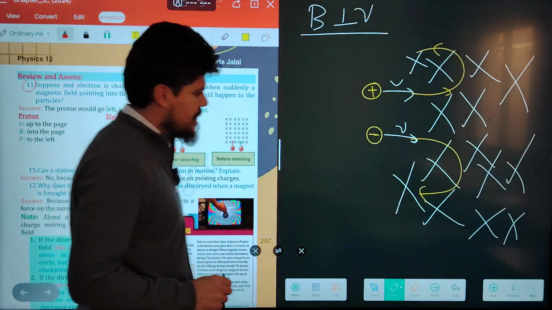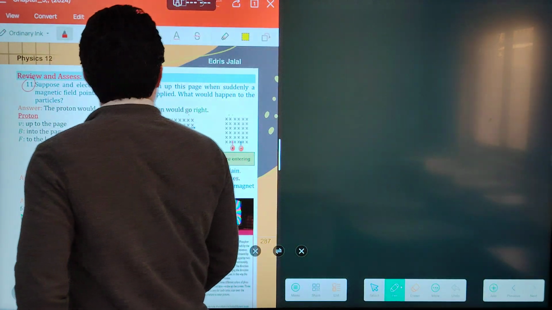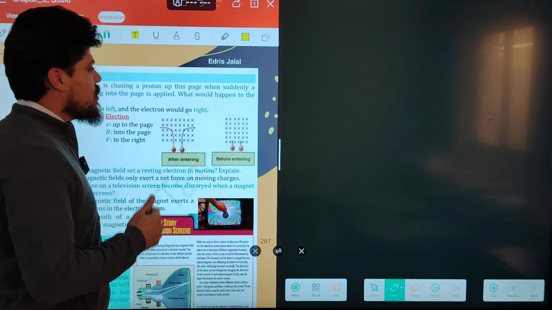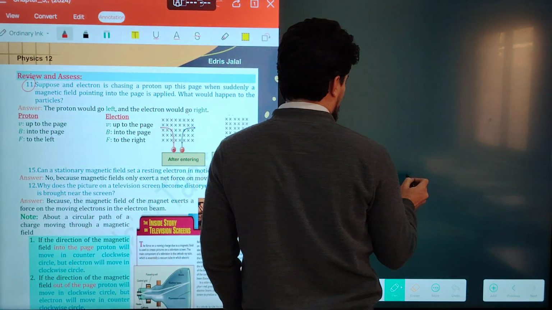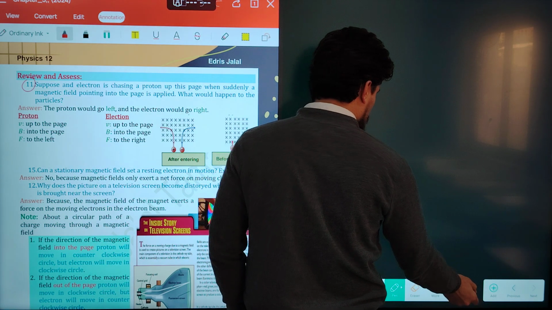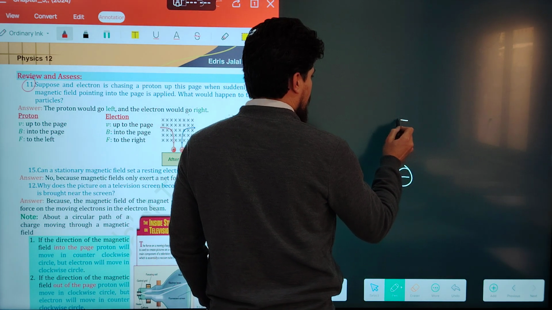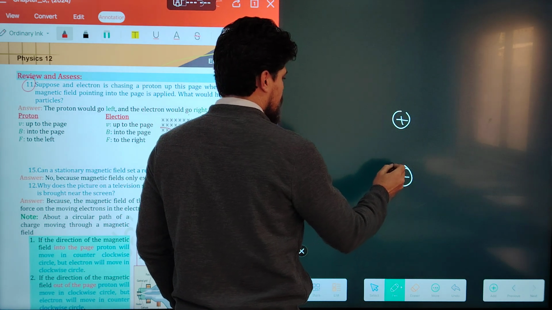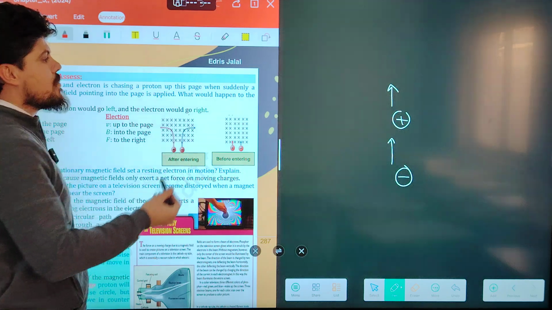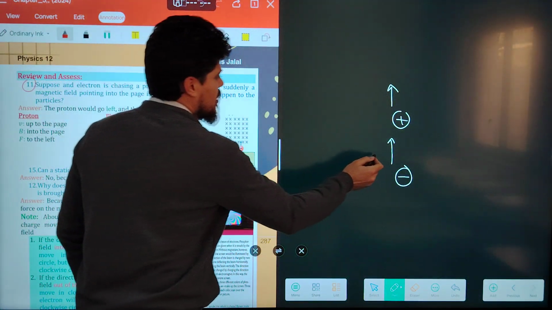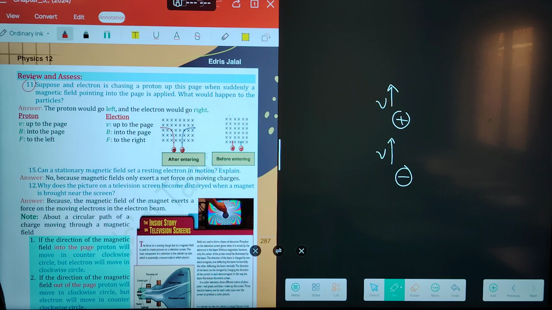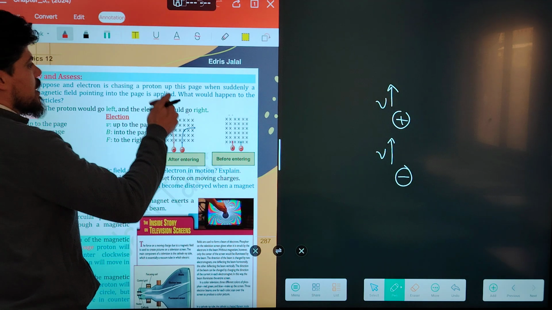Question 11, very good question, guys. Suppose an electron is chasing a proton. This is the electron, negative charge, and this is the proton. Up the page means moving upward. V: both charges, positive and negative, are moving upward, up the page.